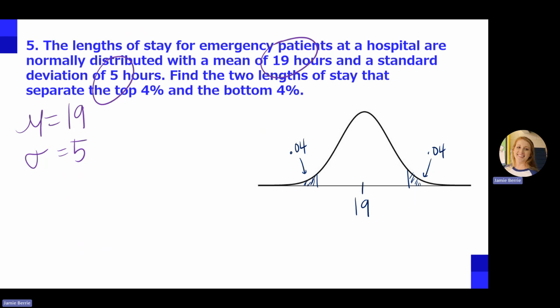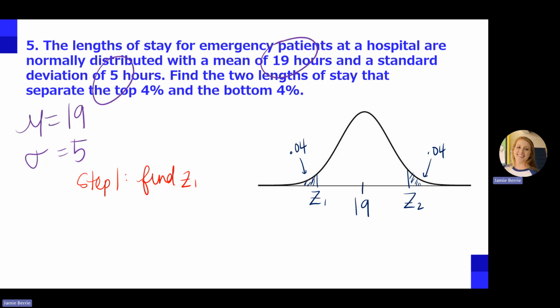Now, there's two ways you can do this. You're going to have two values that you need to find. So we'll call this one Z1 and we'll call this one Z2. The first way that you can do this is in two different steps. Step one would be to find Z1.